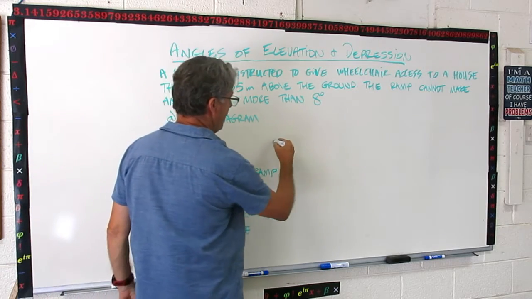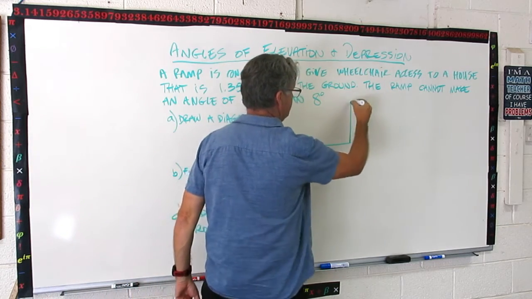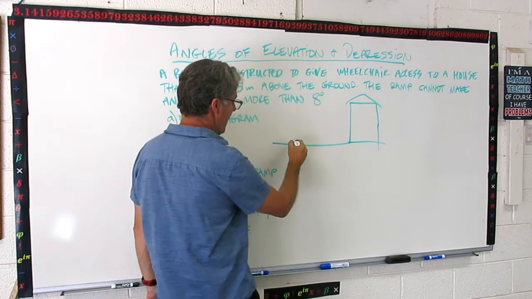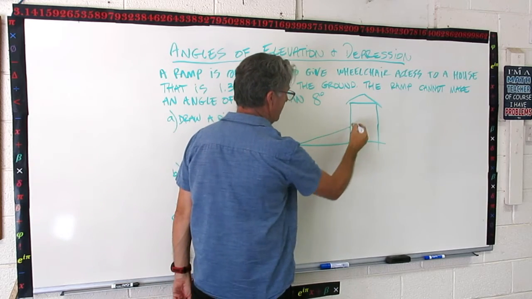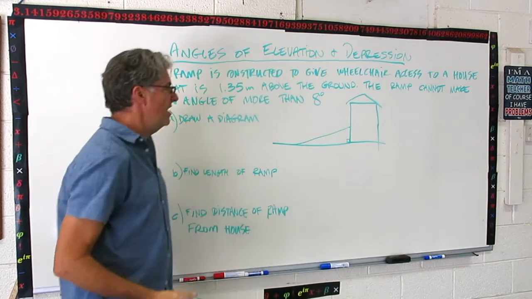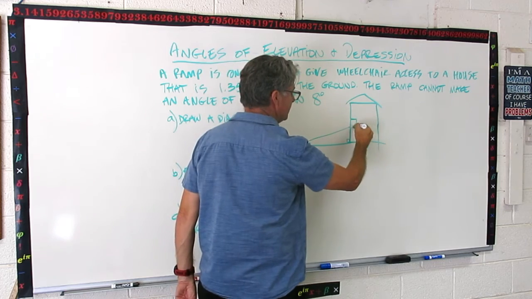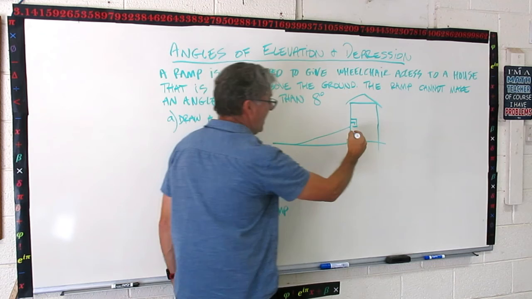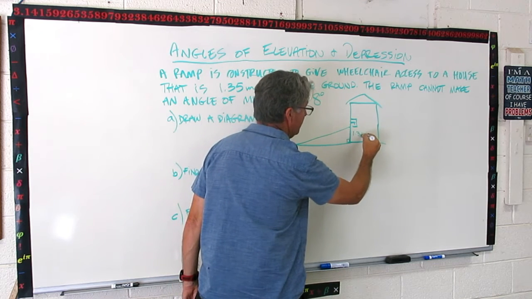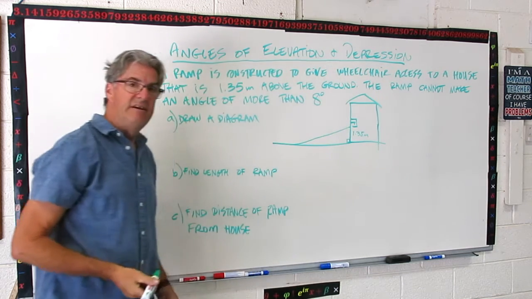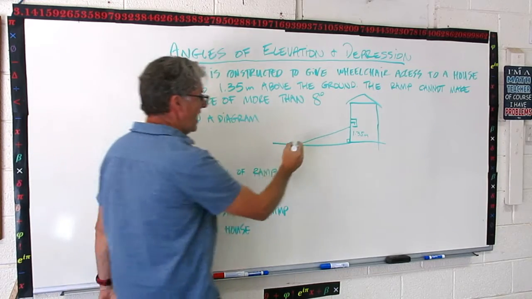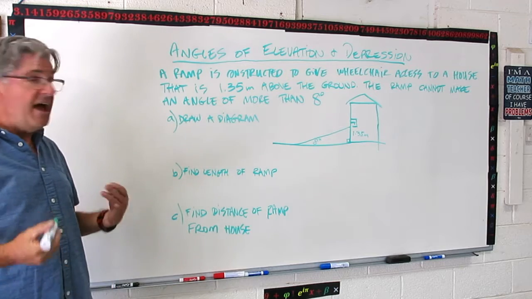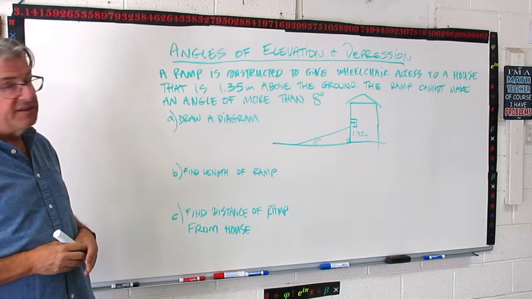I'm going to make my ground, and here's my house. Some house like that, and I have a ramp that's going up. There's my right triangle. This is maybe where the door is. So we're going up to that. We know that that point is 1.35 meters high. And we know that this angle has to be 8 degrees right there. Okay? So that's everything that we know in this problem.